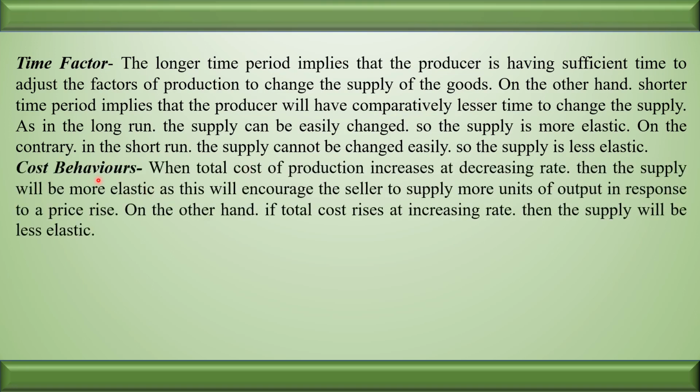Let us see the cost behavior. When the total cost of production increases, I repeat, if the cost of production increases at a decreasing rate, here the production is increasing at a decreasing rate, then the supply will be more elastic. Why? Because the wastage is less. So the supply will increase at a faster rate. On the contrary, if the cost of production is increasing at an increasing rate, it means wastage might be more. So the supply will be inelastic. It means change in supply is less and change in price is more.